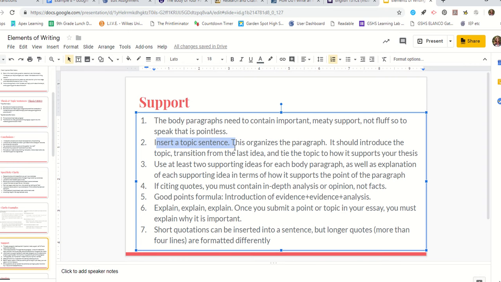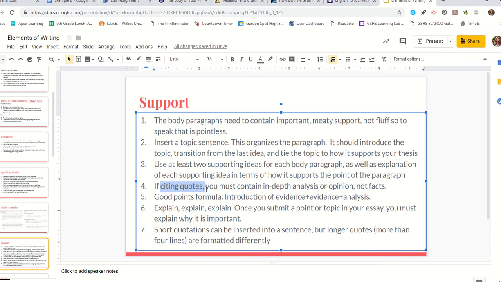You start off with a topic sentence. It organizes the paragraph, introduces the topic, transitions from the last idea, and ties it to your overall thesis. You should have at least 2 supporting points, like specific details, for each body paragraph, and then you can have other facts, examples, and details for each of those 2 overall points. You can have more than that; that's kind of a minimum.